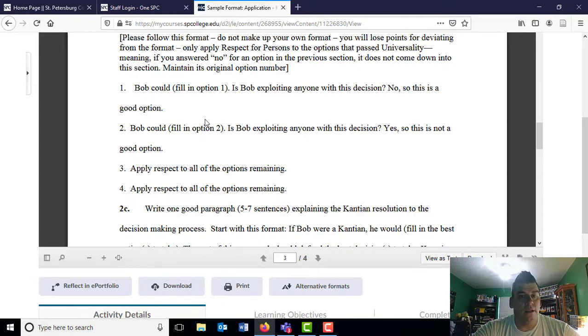That's all you need. Students traditionally try to explain why there's exploitation or not and go into these elaborate explanations. We're not looking for that. Just, is there an exploitation? Yes or no? No, this is a good option. Yes, this is not a good option.